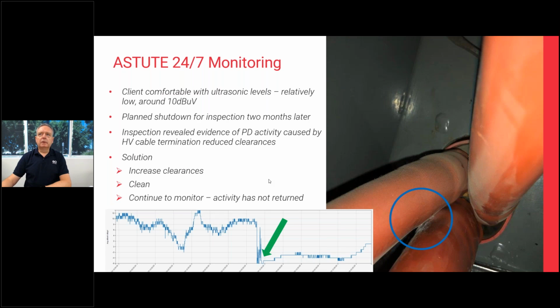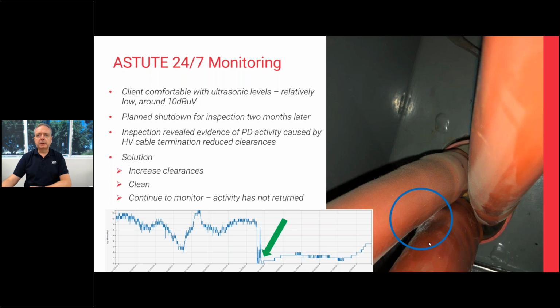So it wasn't urgent. It had only just started happening. So we were able to wait at least another couple of months. So we had a planned shutdown coming up. So 2 months later, we were able to open up that cable box. The inspection revealed that there was a problem with the cable termination, and we had reduced clearances just where the semiconducting layer is coming off, so in the high stress area.